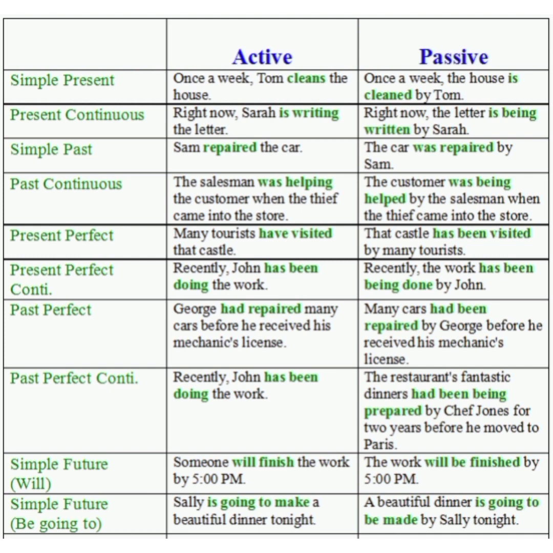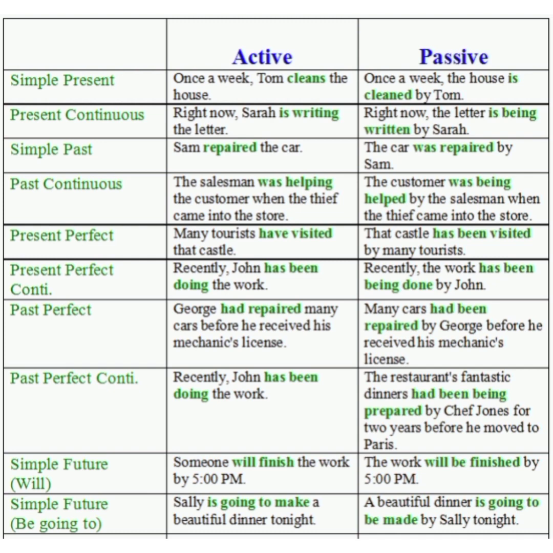In passive voice, the customer was being helped by the salesman when the thief came into the store. Here we are focusing on the action. So, being helped. Here the verb becomes was being helped. In present perfect tense, we use has or have before the verb and the past participle of the verb is used. Here, many tourists have visited the castle.